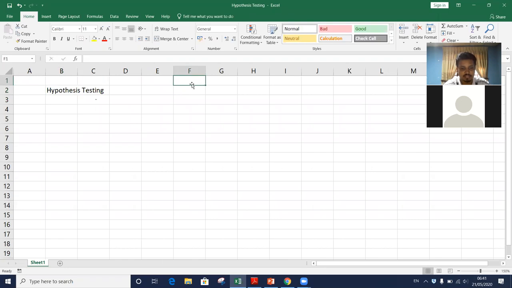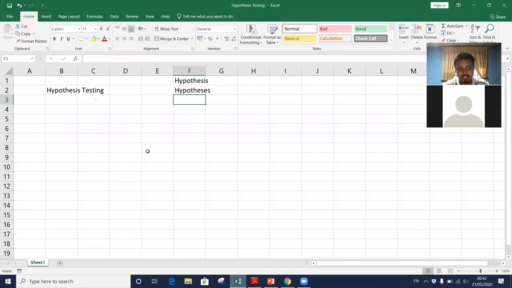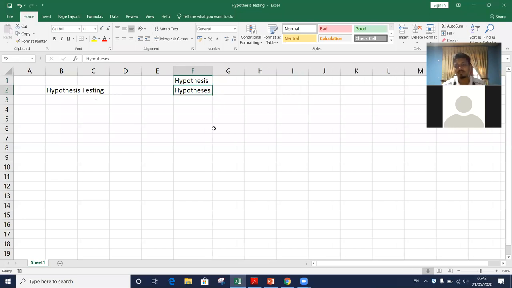First, you should be able to identify the difference between hypothesis and hypotheses. Right? So how can we differentiate these two terms? Singular and plural. Hypothesis is only one, singular. Hypotheses is the plural term. Right? Hypotheses, it is plural.